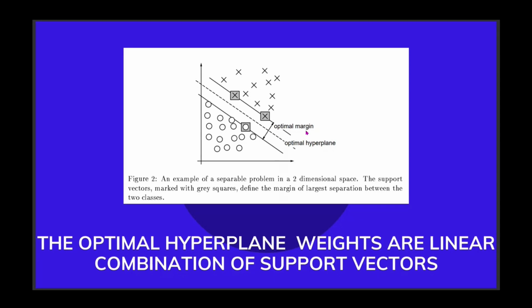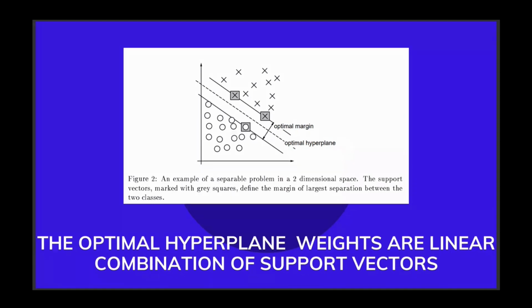So this is done in a two-dimensional space, but this is not always the case, and we can have a higher dimensional space. That is why we are not writing it as an optimal line, rather we are calling it an optimal hyperplane, because it can be a plane, and in higher dimensions we will be calling it a hyperplane.